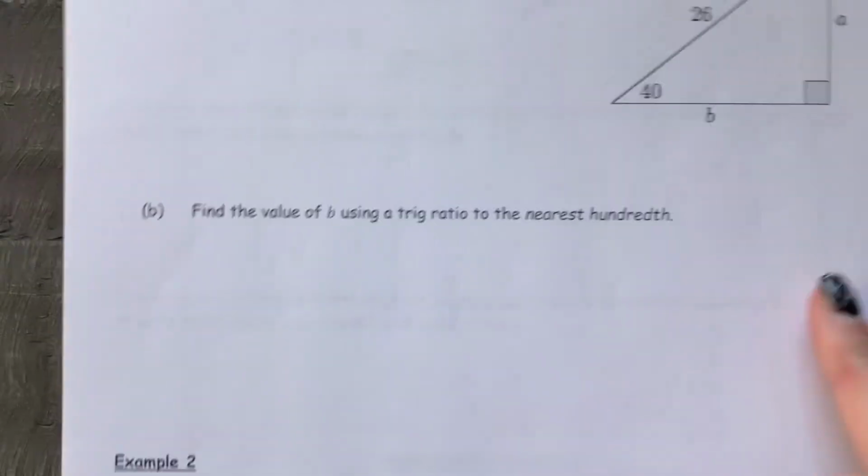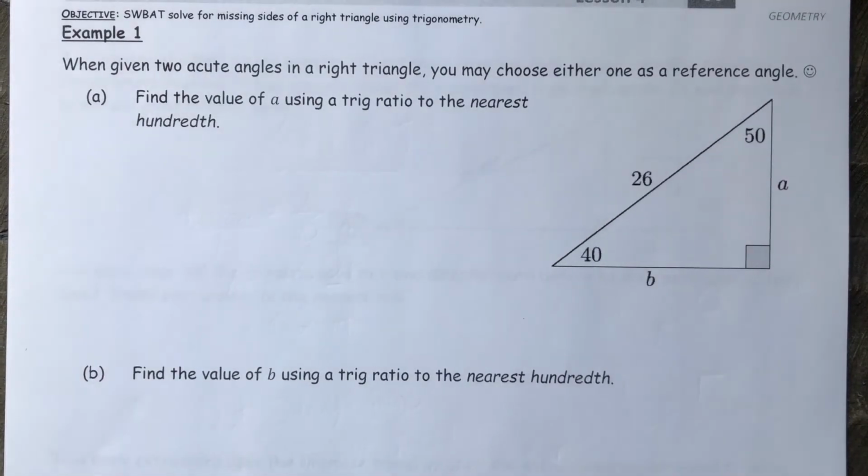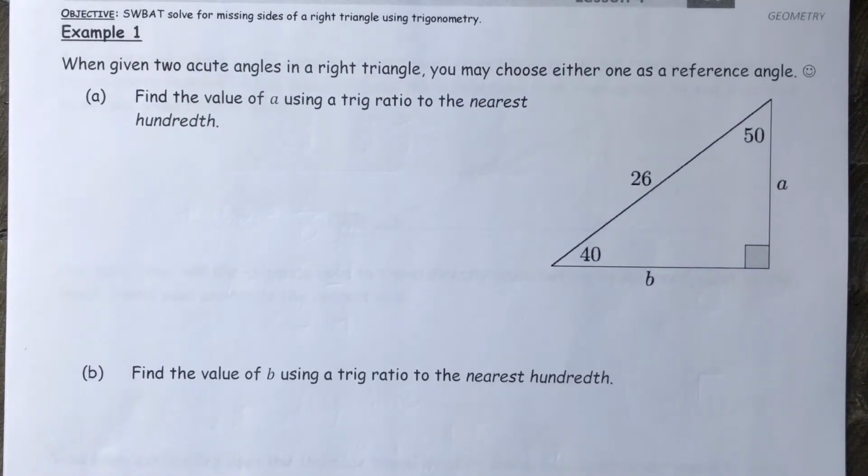All right. Oh my gosh, I'm all over the place. Okay, here we go. Example 1. It says, when given 2 acute angles in a right triangle, you can choose either one as the reference angle. So all you've seen so far is one reference angle, just like in the do now.